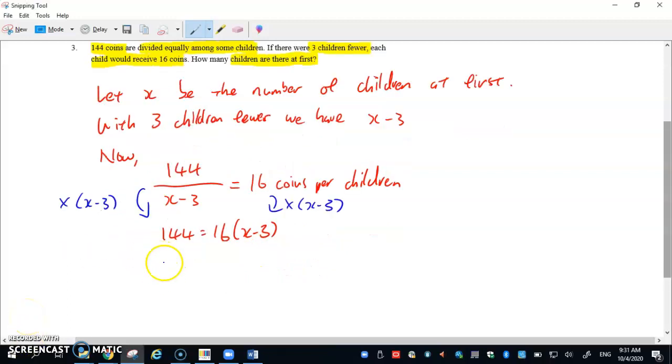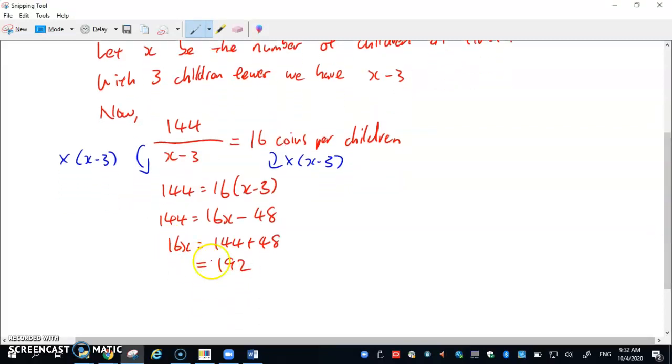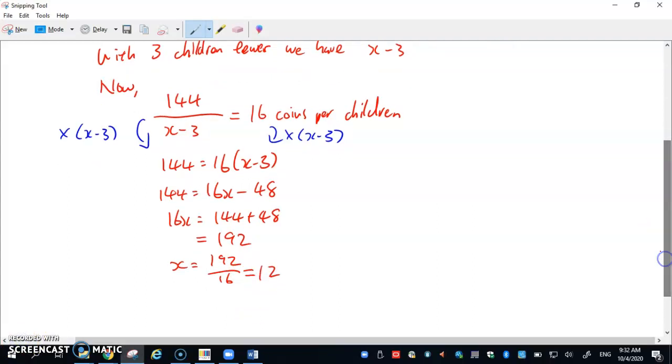Okay, so right now we have 144 equals 16x minus 48. Alright, and what we have is 16x equals 144 plus 48. That will give us 192. So we divide 16 on both sides. This will give us x equals 192 over 16, and that will give 12. Alright, so what's the final answer?